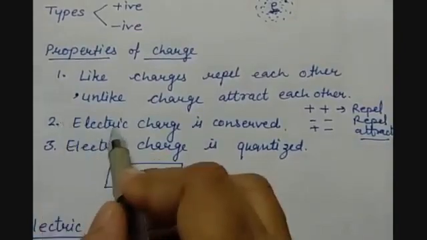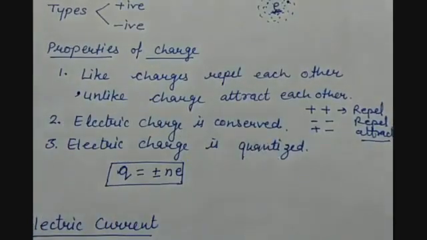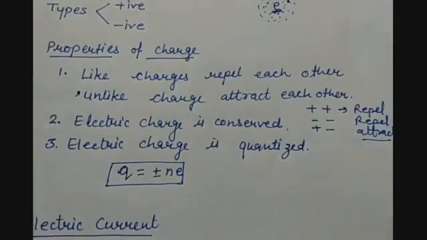Second property is electric charge is conserved. This means electric charge can never be created nor destroyed, but it is conserved in nature. That means the algebraic sum of positive and negative charges of an isolated system will always remain the same.